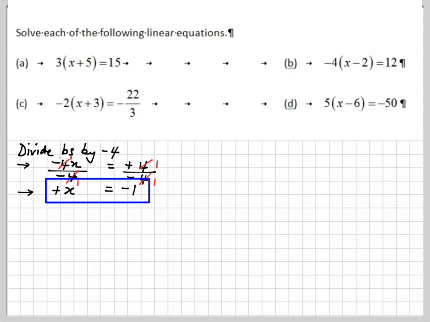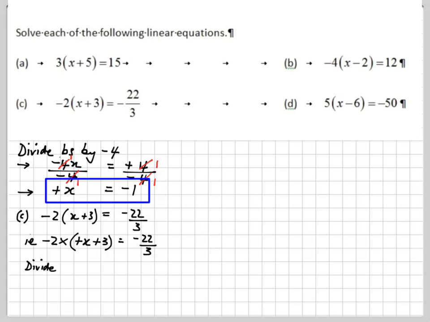All right, let's do number C for you and me. What have we got? We've got minus 2 times x plus 3 is minus 22 over 3. What should we do? What do you think? Well, I chose to simplify it all so you can see what you're doing, and then I wanted to divide both sides by minus 2. Now, if you wanted to multiply the brackets out and do it that way, that's okay with me, that's fine. But I've just chosen to do it this way because I think it's a bit quicker, okay?